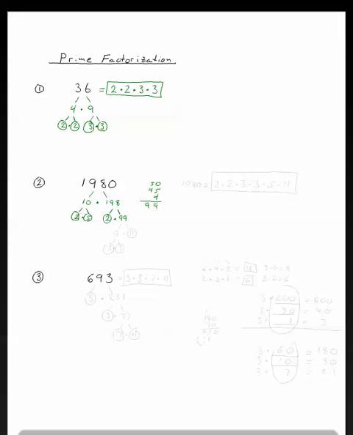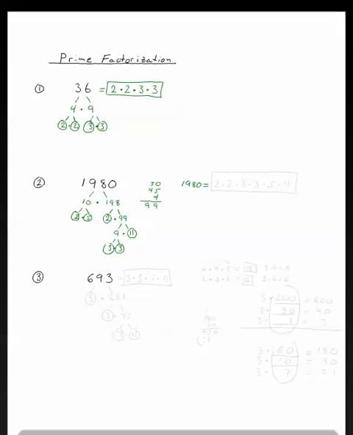Our 2 is prime, but 99 is not. It's 9 times 11. Once again, 11 is prime, but 9 is not. It's 3 times 3. So we've fully broken down this number, and now what we want to do is write all of the factors in order from smallest to largest.